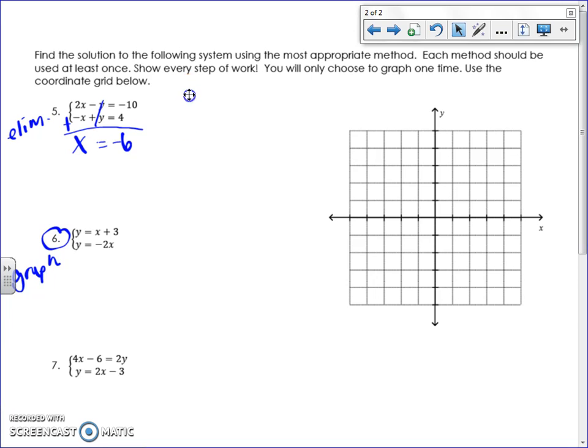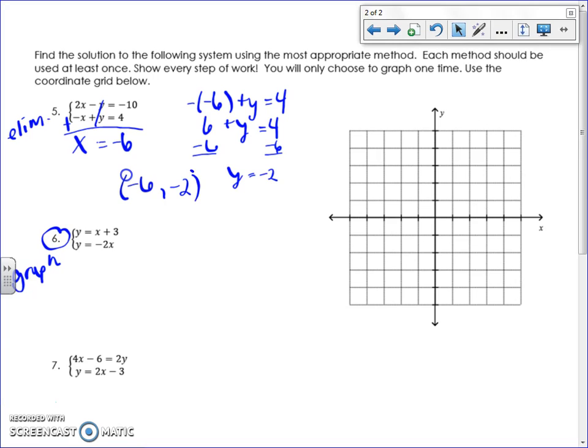To solve for my y, I'm going to go ahead and plug it back into one of my equations. I'm just going to plug it into my second equation. So I have negative 6 plus y equals 4. Subtract 6 from both sides, oh wait, it's negative 6 plus y equals 4, so add 6 to both sides. And I get y equals negative 2. I wrote 2 and I said 6. Okay, so my x solution would be negative 6 and my y would be negative 2.